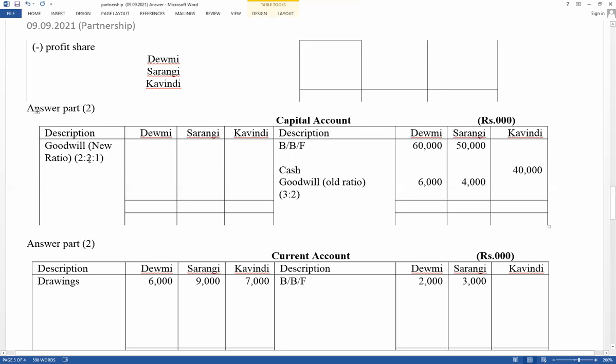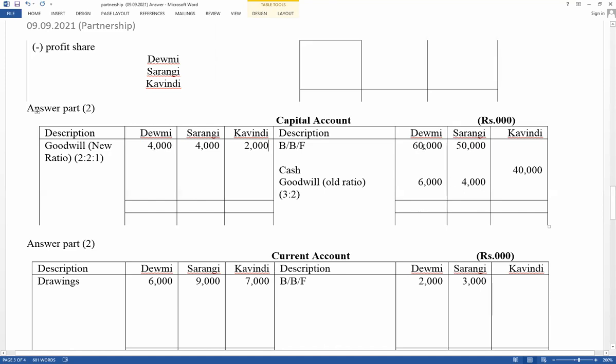And think about the new profit share and ratio. Total value also equals 5. Therefore, total goodwill 10,000 divided by 5, into 2, into 2, into 1. Therefore, here the values equal 4,000, 4,000, 2,000. Admission part okay. Think about the cash brought by the new partner as well as goodwill of the partnership. Those are the things that affect the capital accounts.